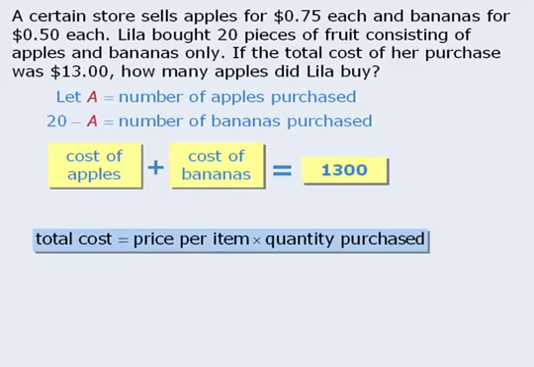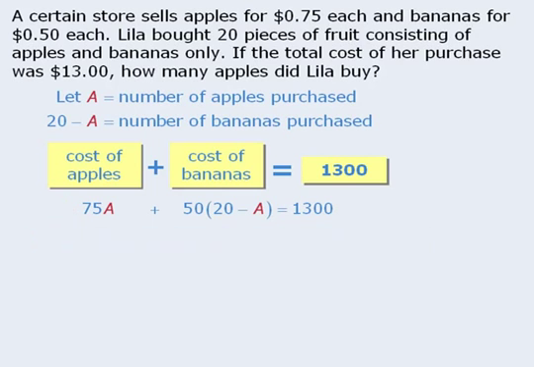Now that we've expressed the quantities as algebraic expressions, we can apply the formula to determine the total cost of the apples and the total cost of the bananas. The cost of the apples will be 75 cents, the price per apple, times A, the number of apples. The cost of the bananas will be 50 cents, the price per banana, times 20 minus A, the number of bananas. This sum is equal to 1,300 cents.